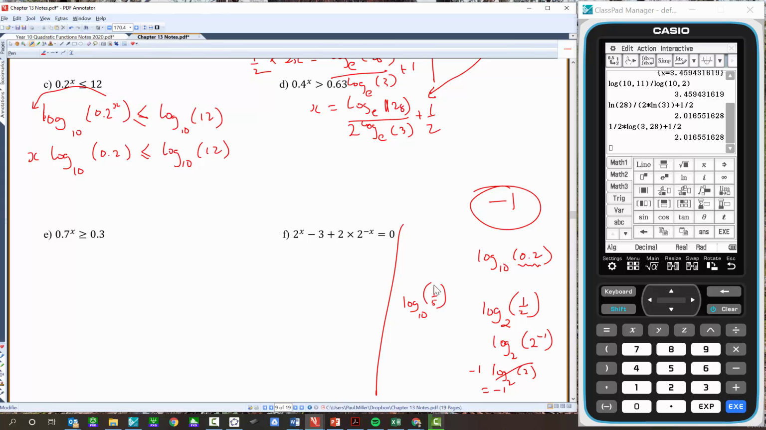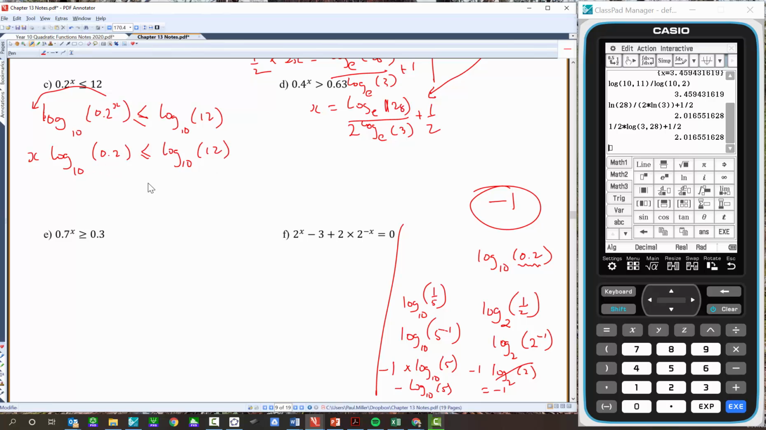Okay, now how can I rewrite 1/5? That's the same as log base 10 of 5 to the negative 1, using the negative index rule, which is the same as negative 1 multiplied by log base 10 of 5, or negative log base 10 of 5. And now it looks more like what we're typically used to seeing as a negative number.